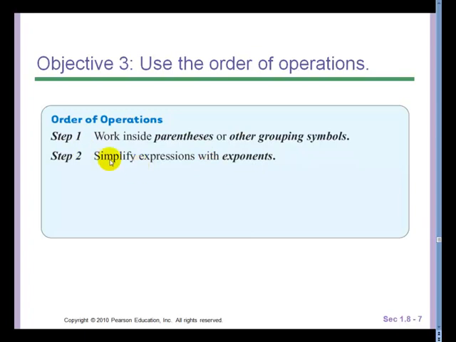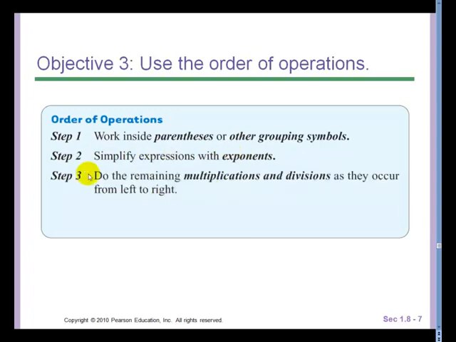Step 2 is to simplify expressions with exponents. Step 3 is to do the remaining multiplications and divisions together as they occur from left to right. This is the biggest thing people make mistakes with. A lot of people do multiplications first and then divisions, and that is incorrect. The multiplications and divisions go together, and it has to be from left to right. So if a division is on the left of a multiplication, that division must happen first.